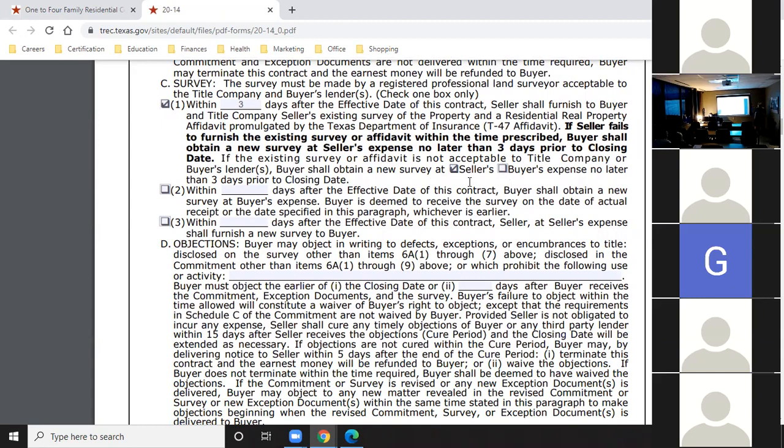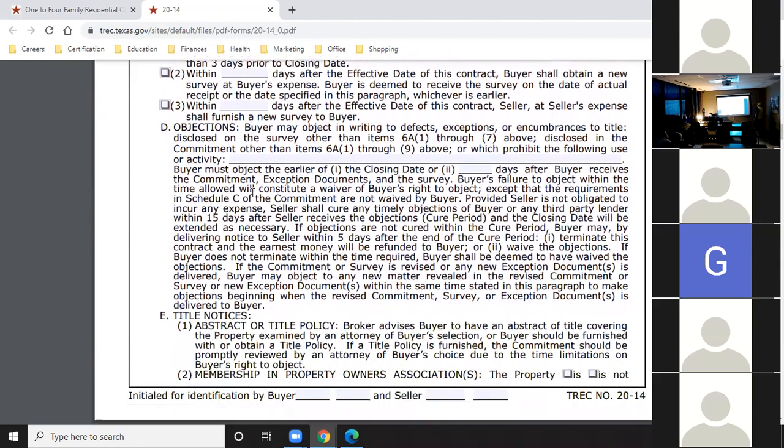Yep. I agree. I think that's right. Good. All right, so what's next, Mr. Travis? D, objections. All right. Buyer may object in writing to defects, exceptions, or encumbrances to title. Does anybody? Let's see here. Call Mr. Darren, what would you put in this blank here on paragraph D?